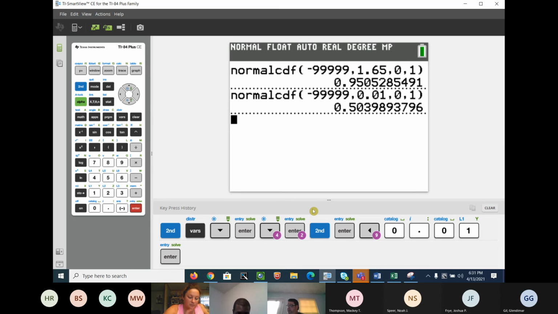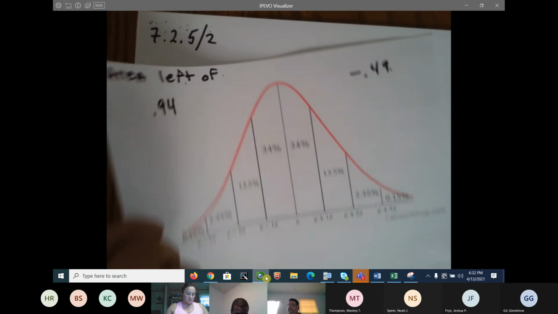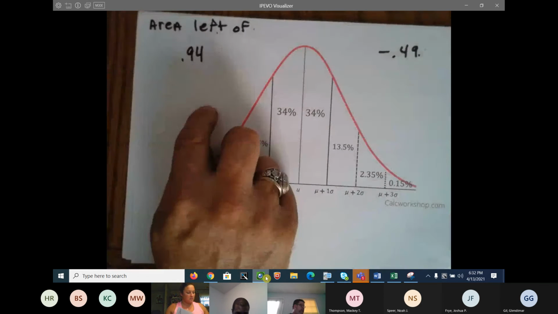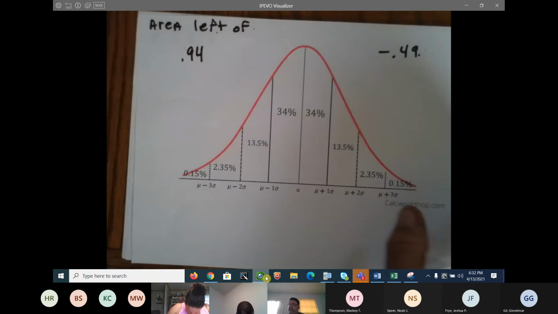Okay, so let's do another one. The next one I got is 0.94. If you haven't done it, I'm going to do it in blue. I want you to do 0.94 and negative 0.49. I'm going to give you a couple of minutes to do it, because I believe y'all are winners.